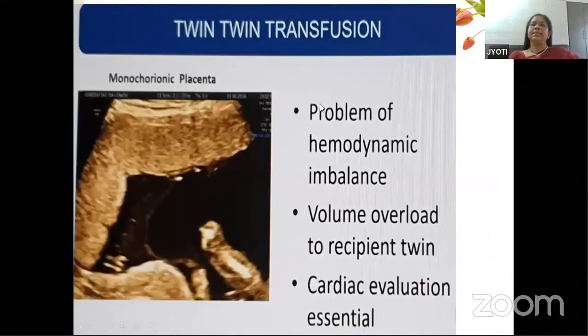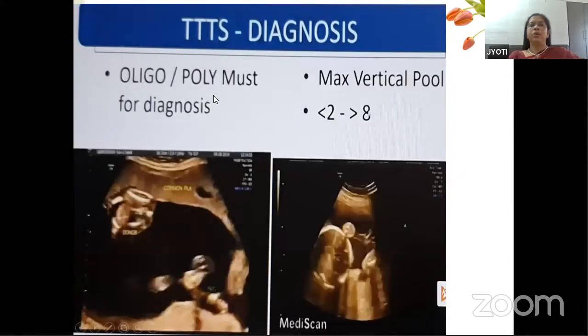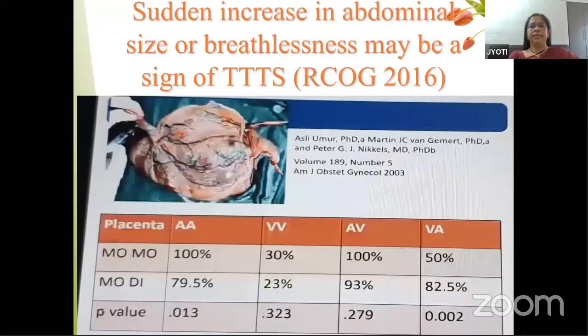Coming to TTTS, it is a problem of hemodynamic imbalance, volume overload to recipient, and cardiac evaluation is important in all these conditions. As I said, oligo-poly is a must. Maximum vertical pool less than 2, more than 8 will help you in deciding whether it is TTTS. When you find that there is a sudden increase in the abdominal size or breathlessness, it could be a sign of TTTS. When you look at the monochorionic twins, you find 100% AA-AV anastomosis, as compared to dichorionics, it is 79 and 93%.